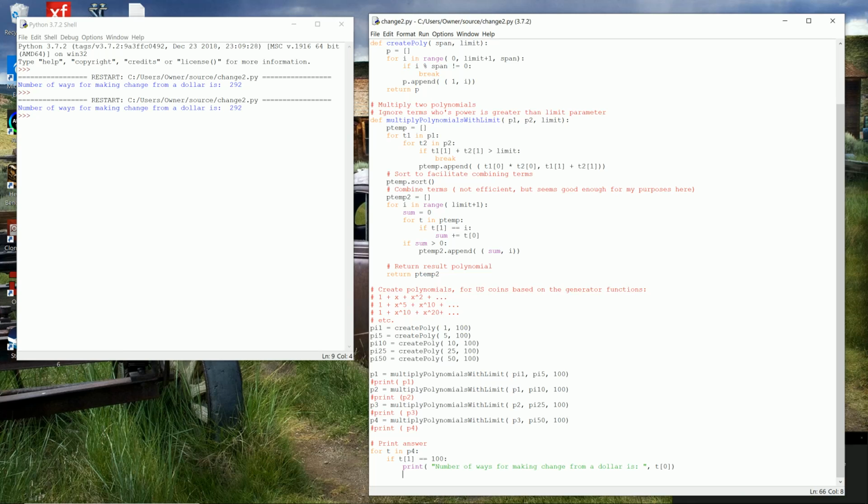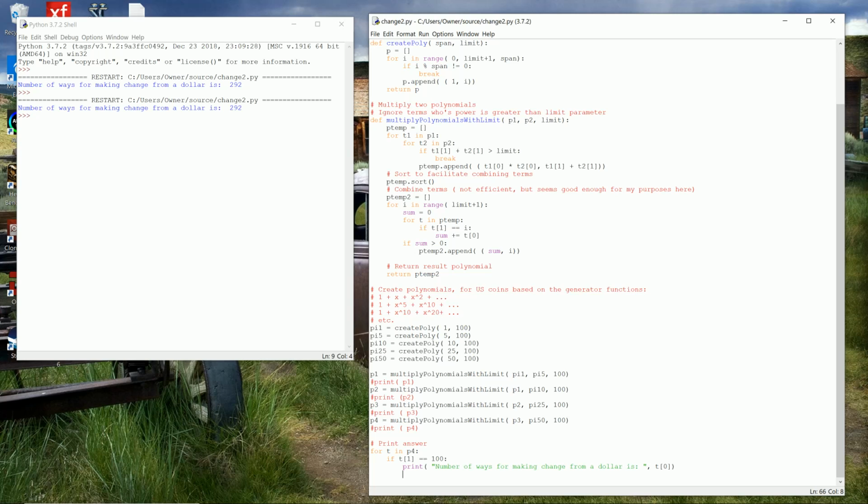Hello, the other day I made a video showing how to compute the number of ways to make change for a US dollar bill, and I did it with a pretty standard recursion type algorithm in Python. But I was also curious to see how you do it with generator functions.